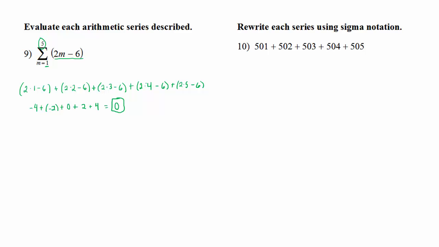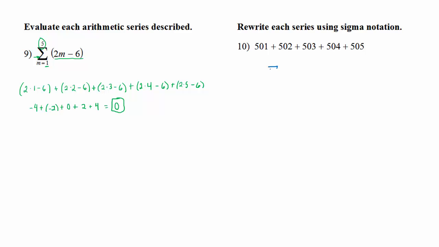If you just plugged in the numbers and just listed the sequence, you wouldn't be done. You'd have to still add them together because we are being asked, because of the sigma that is telling us, hey, add these together. Now, on 10, it wants us to write the sigma notation that represents this.